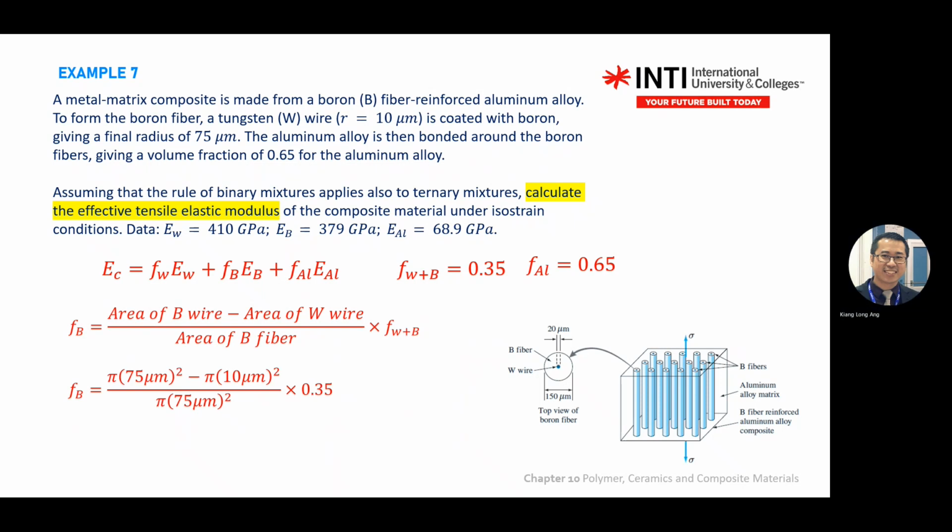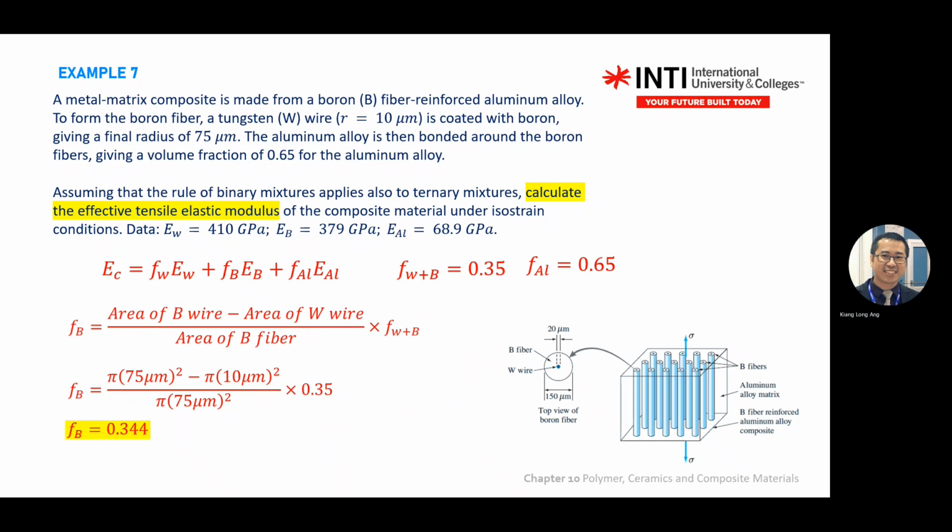All right. So you get 0.34. Okay, 0.44 something. So once you get FB, FW, then you can calculate already. You can find this one, you find this one. This value was given, this value was given, this value was given. Substitute and you get the final elastic composite value.